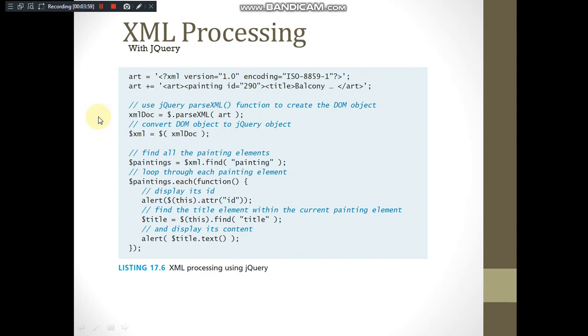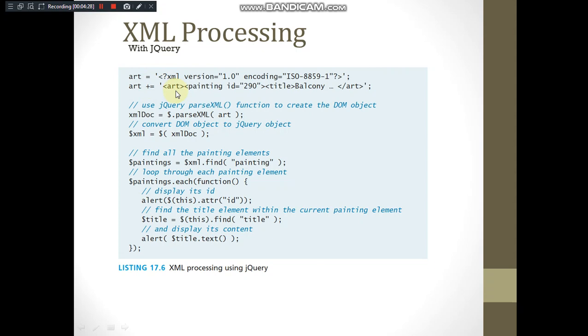So now we have to see how to do this with jQuery. As we have not gone in depth with jQuery, I'll just try to explain a few of them. What we have done is art equals, so we are taking the XML file's first line, then it is added with plus equals, it is added painting ID equals, and the title of that, and the entire art will be added to this.